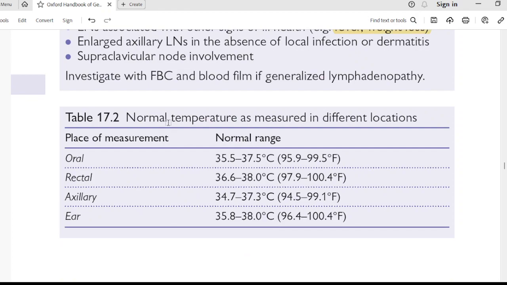Normal temperatures as measured in different locations. So normal body temperature: oral temperature of 35.5 to 37.5 is normal.